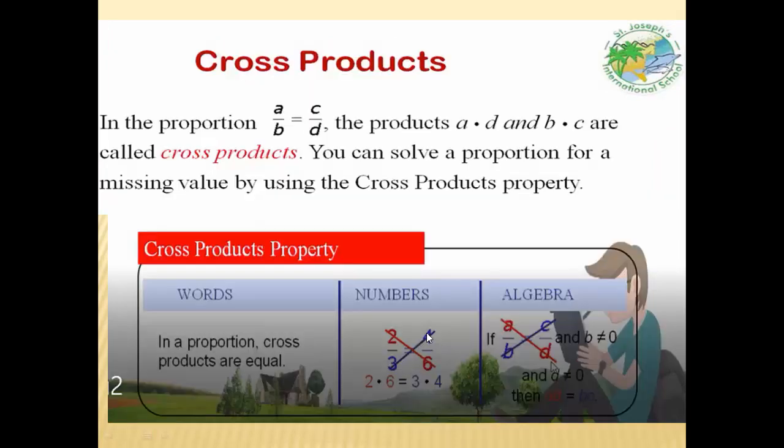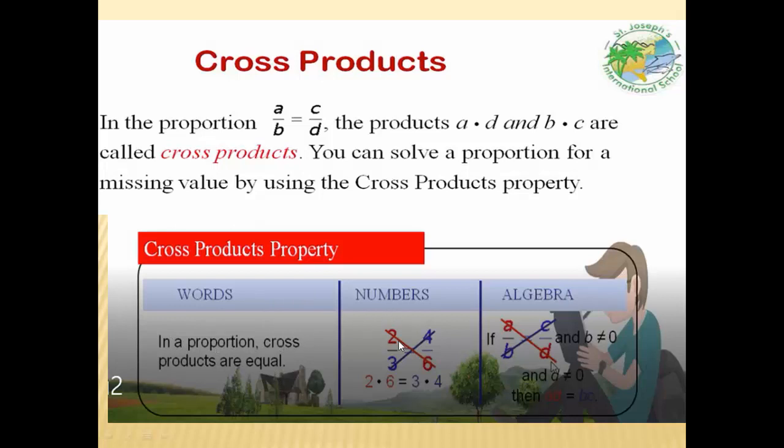Cross products: in the proportion A over B equals C over D, the products A times D and B times C are called cross products. You can solve a proportion for a missing value by using the cross products property. Cross products property, in words: in a proportion, cross products are equal.